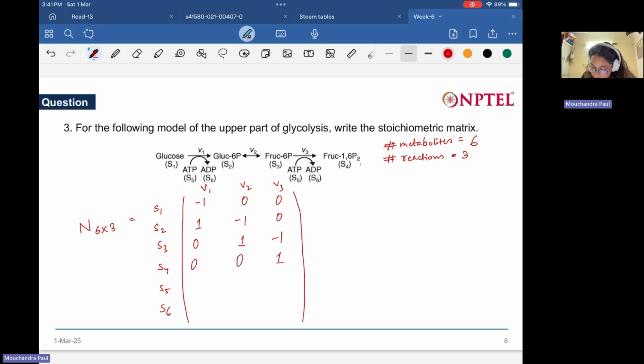Now S5, so S5 and S6 both are involved in reaction 1 and 3. In reaction 1, S5 is getting consumed, and in reaction 3 as well, S5 is getting consumed. In reaction 1, S6 is getting formed, and in reaction 3, S6 is getting formed. So like this, you will get a stoichiometric matrix, a tall stoichiometric matrix, all right, for this particular reaction scheme.